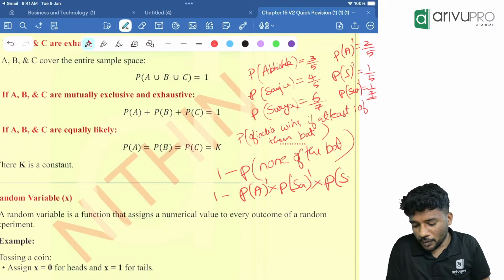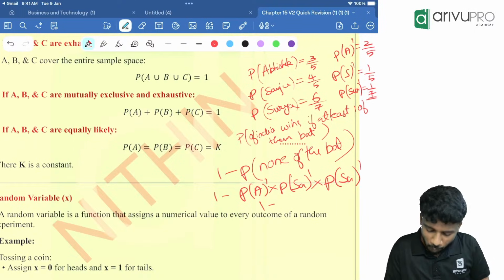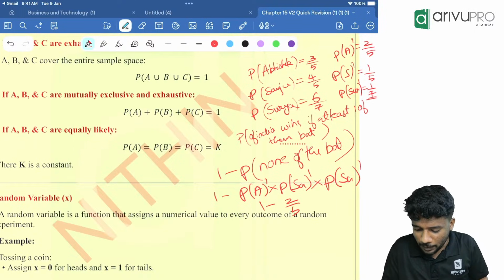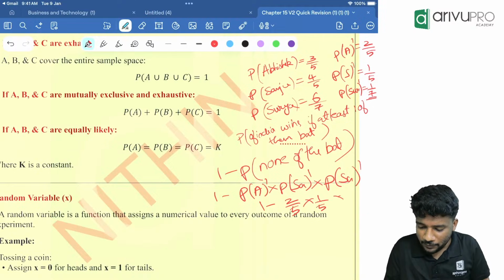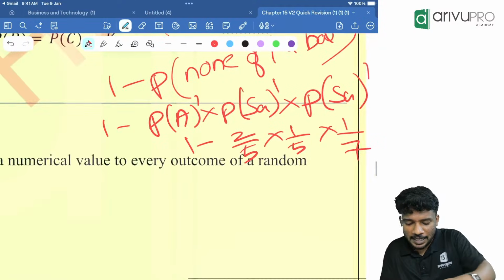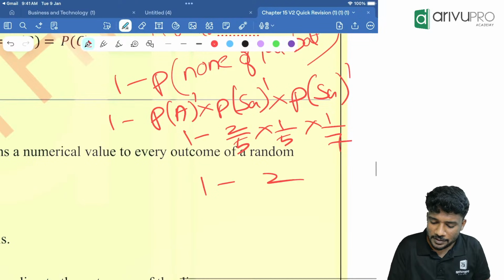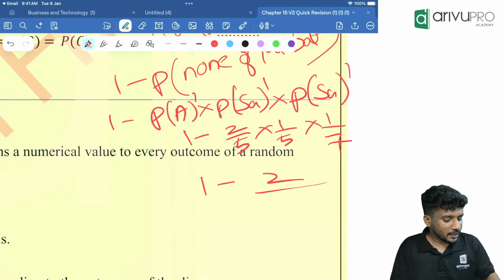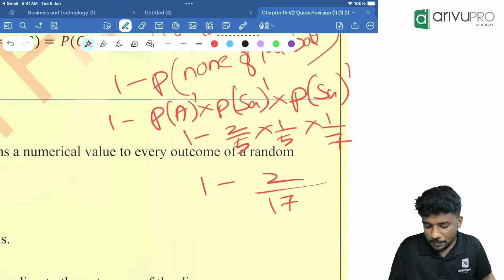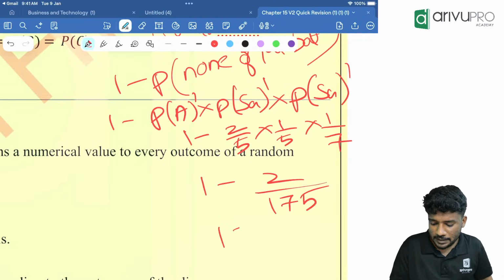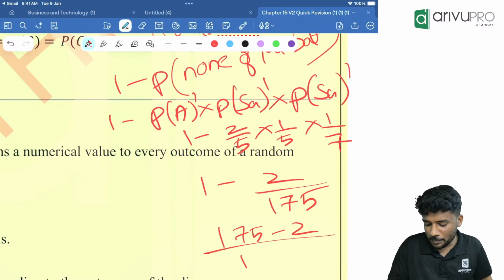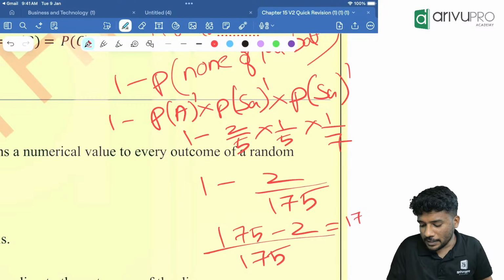Which is equal to 1 minus 2 by 5 into 1 by 5 into 1 by 7. Get me the answer, people. Which is equal to 1 minus 2 divided by 5 into 5 into 7, which is 175. So 175 minus 2 divided by 175, which is 173 divided by 175.